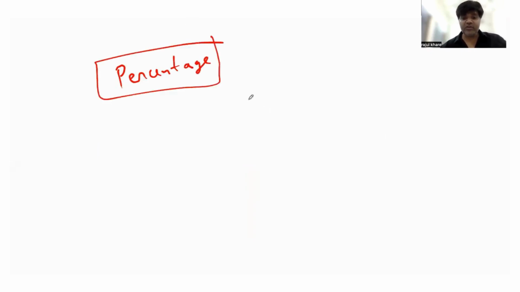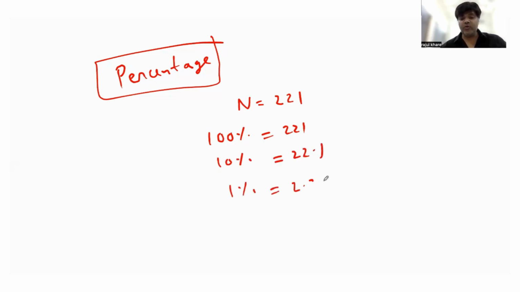Okay, so coming to the trick. What is the trick of percentage? As we know, percentage means per 100. So what is the trick I want to teach you today? If I give you a number like 221, I can directly say that 100% of 221 is 221, 10% of 221 is 22.1, and 1% of 221 is 2.21. Now, with the use of these three things, which are 100%, 10%, and 1%, we can actually calculate any percentage.